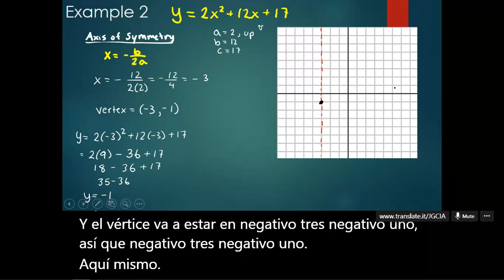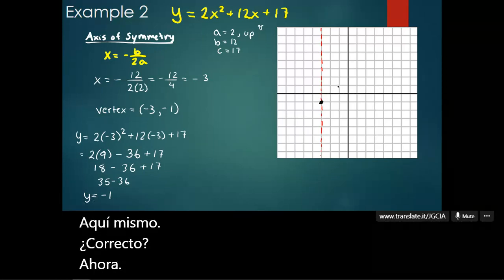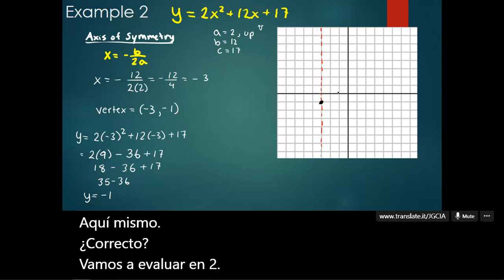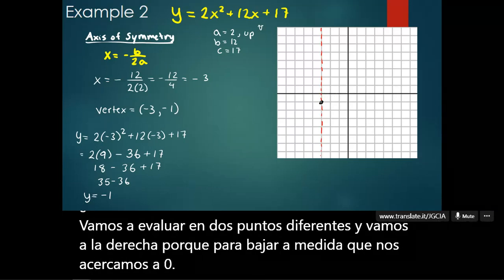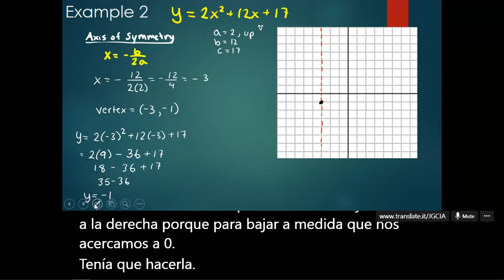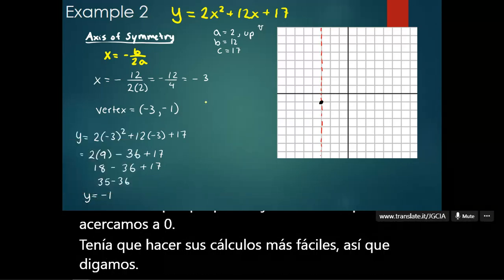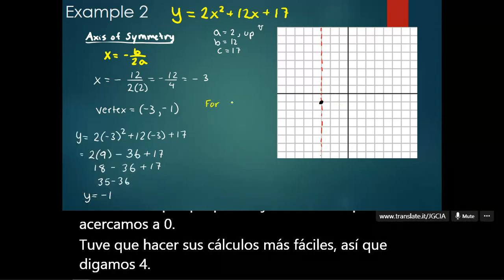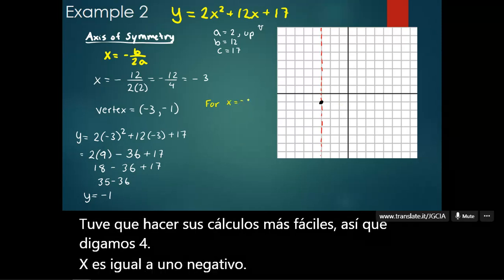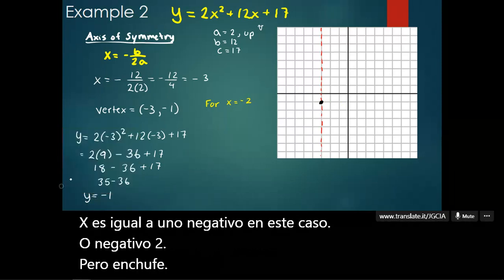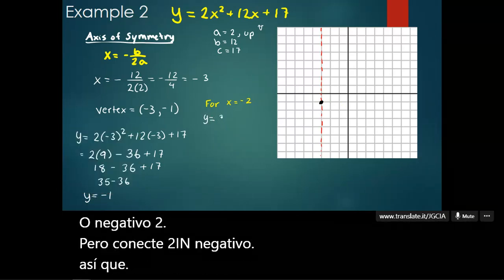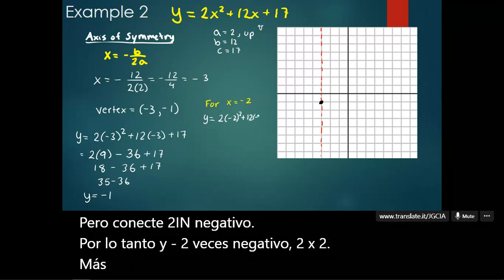All right. Now let's just evaluate at 2 different points. And let's go to the right, because they get lower as we approach 0. And it's going to make our calculations easier. So let's say for x equals negative 1 in this case, or negative 2. We'll plug in negative 2. So y equals 2 times negative 2 squared plus 12 times negative 2 plus 17.